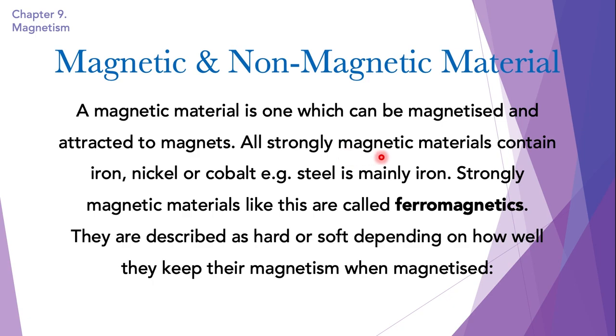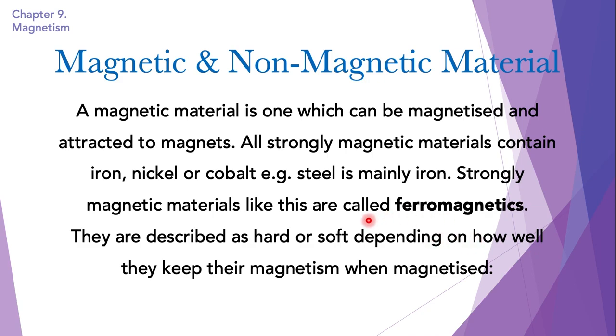All strongly magnetic materials contain iron, nickel or cobalt. For example, steel is mainly iron, that is why it was a good magnet. It became permanently magnetized. Strongly magnetic materials like this are called ferromagnetics.